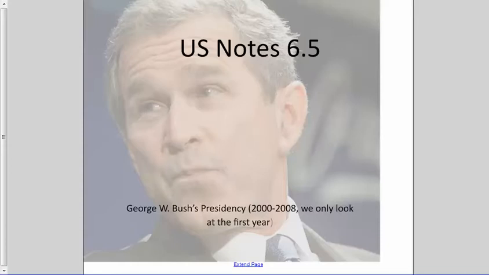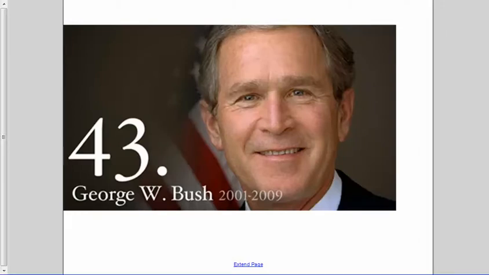Okay, so this is notes US notes 6.5. We're going to look at George W. Bush's presidency, or at least the first year of it, a little less than a year. So he served from 2000 to 2008, but we only really care about through 2001. And you'll understand that as we go through this. So it's kind of a continuation of some of the other things that we've been building up to.